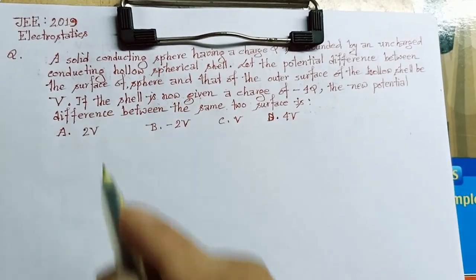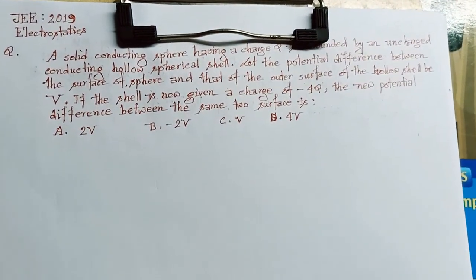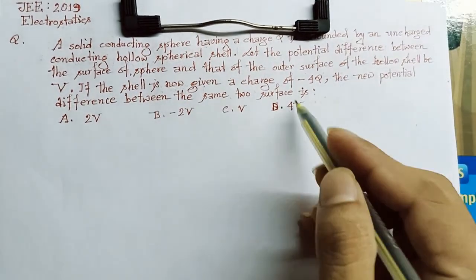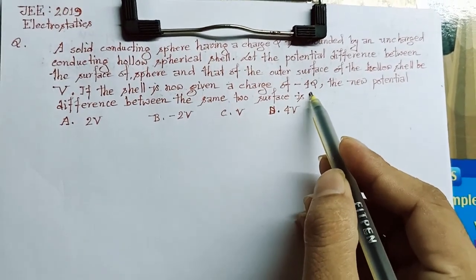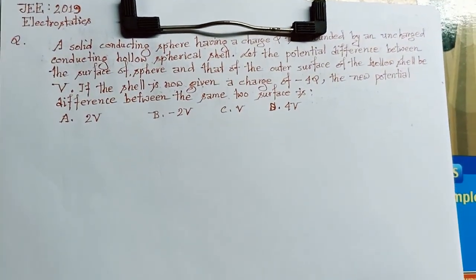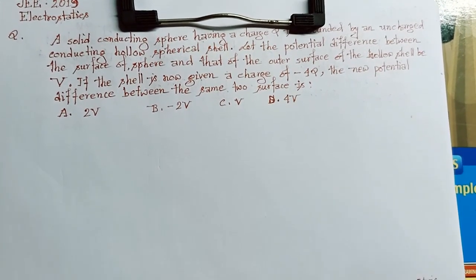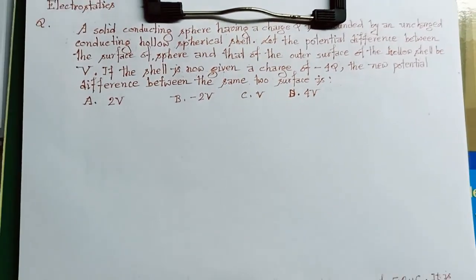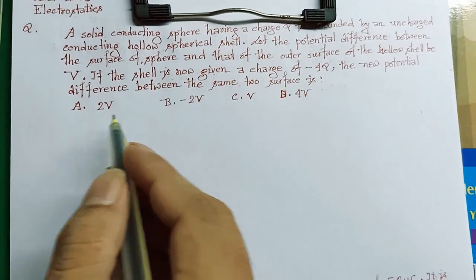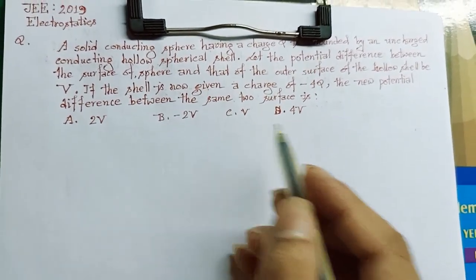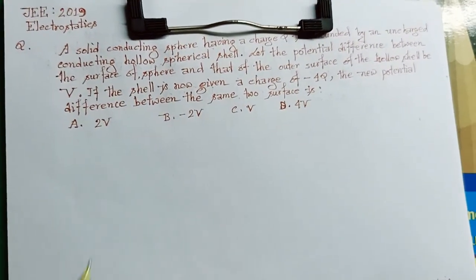If the shell is now given a charge of minus 4q, the new potential difference between the same two surfaces is equal to: option A, 2V; option B, minus 2V; option C, V; and option D, 4V. So let's solve this question.